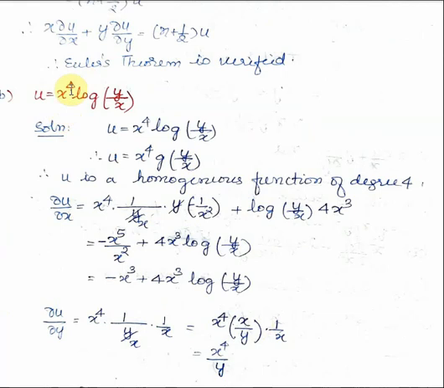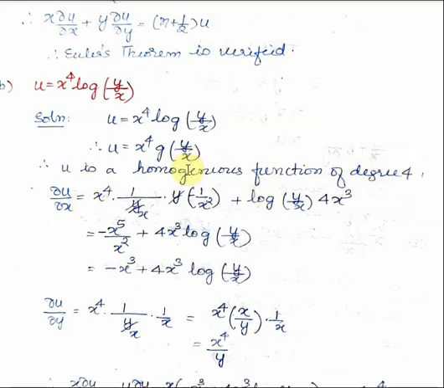Second problem. u is x power 4 into log y by x. This is already given in the form of a y by x function. u is x power 4 into some function of y by x. Therefore, it is shown that it is a homogeneous function. And what is the degree? The degree of the homogeneous function is 4. Therefore, this is a homogeneous function of degree 4.